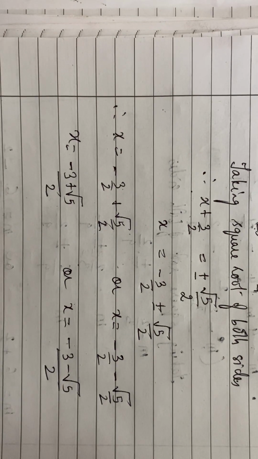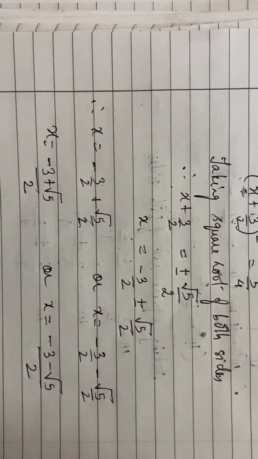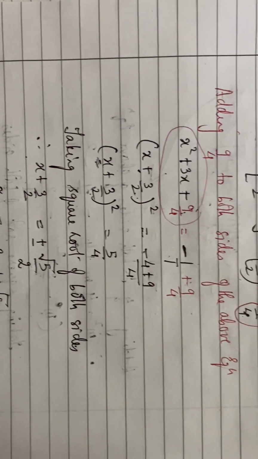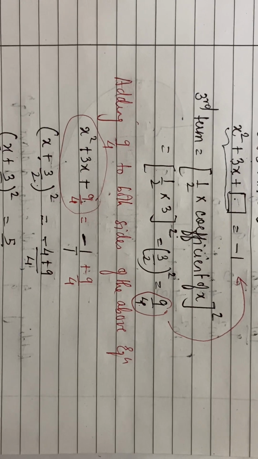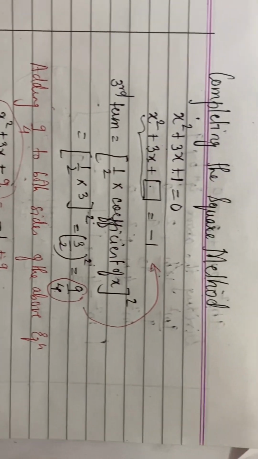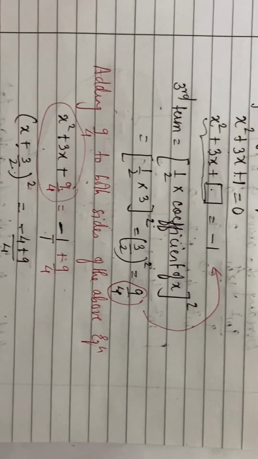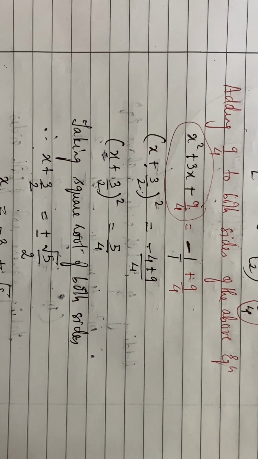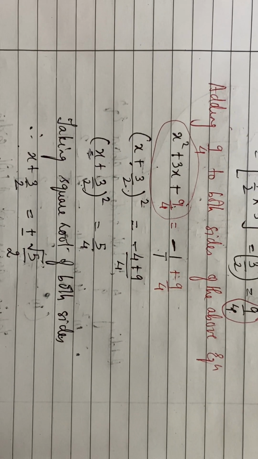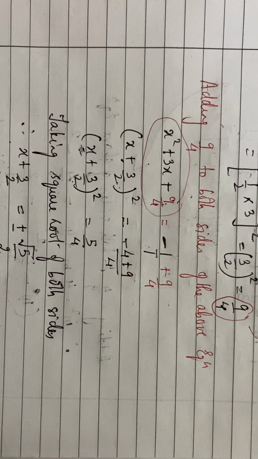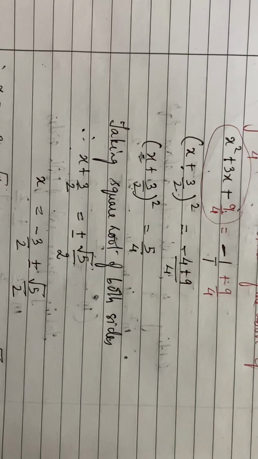So these are the roots of the quadratic equation which could not be factorized by the simple method. This method we call the completing the square method. There is one more type of sum for the completing the square method. We'll do it in the next video.